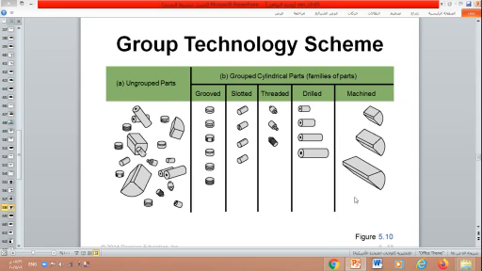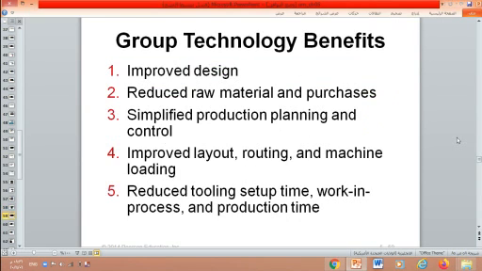What are the advantages or the benefits of group technology? It improves the design, reduces raw material and purchases, simplifies production planning and controlling, and improves layout, routing and machine loading. Also it reduces the tooling setup time, the work in process time, and the production time.